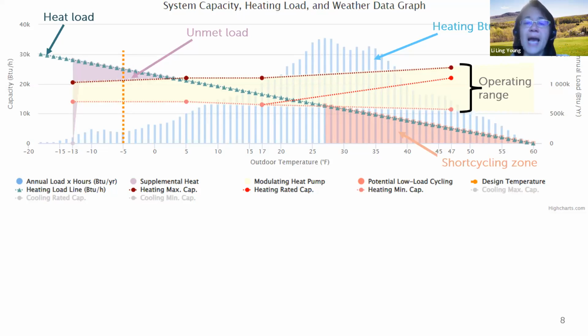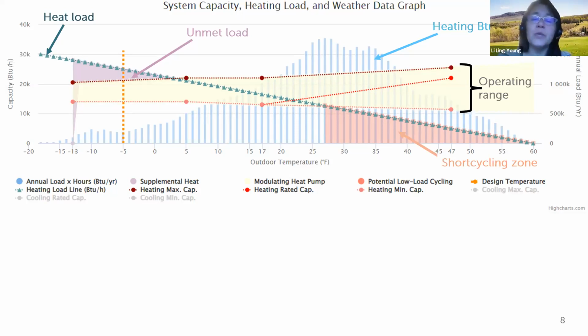The piece in the back that's sort of behind everything else, these blue vertical bars, that is the BTUs that this building will need whenever it is that temperature for that bar. And so remember, across the bottom, we have temperatures. And this is where we get to the vertical y-axes. So those blue bars are looking at the right axis. And the right axis is showing BTUs per hour.